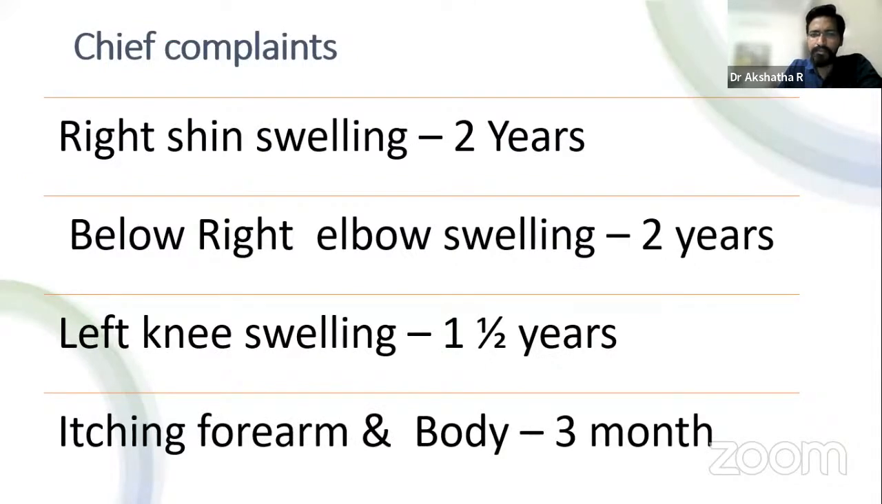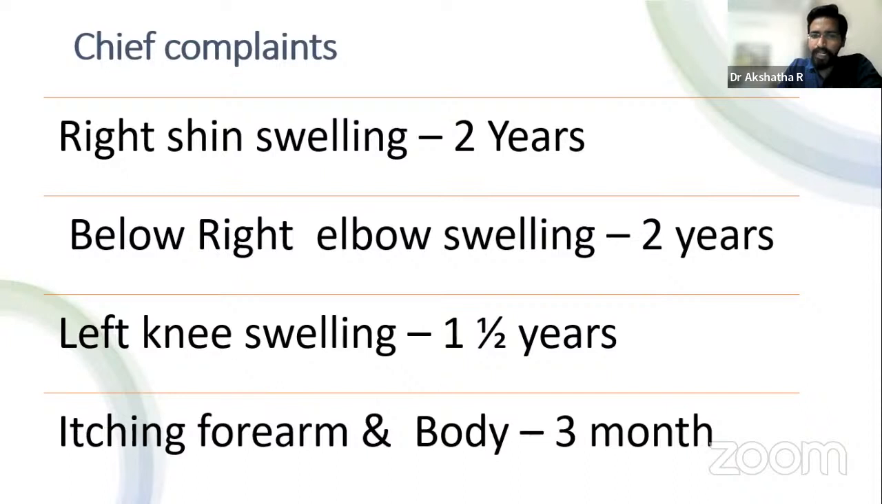After that, he had some complaints: swelling below the right knee, on the right shin, and the same on the hand, followed by left and right knee swellings and then the right elbow. Below the right elbow, near the olecranon, he had a globular swelling on the elbow.